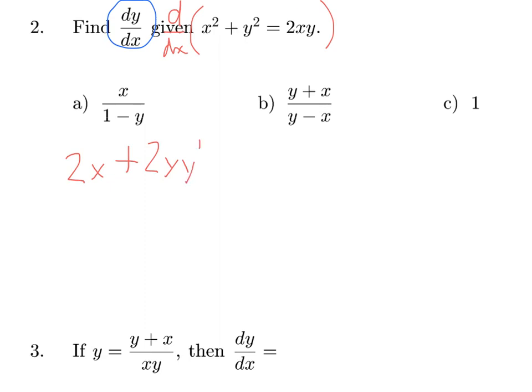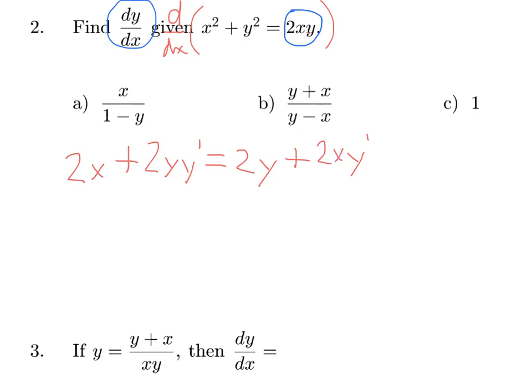And on the right here, you see we have a product rule, 2x times y. So we'll treat that like a product rule. The derivative of 2x is 2 times the second function y, plus the derivative of y, which is y prime, times the function 2x.